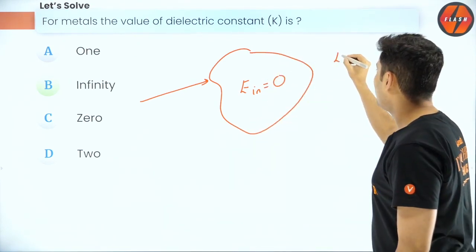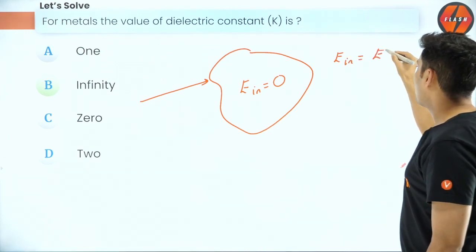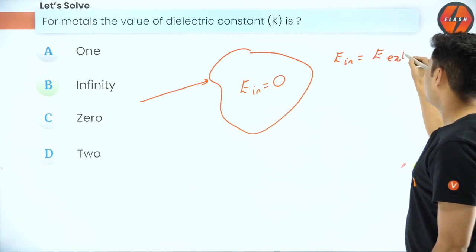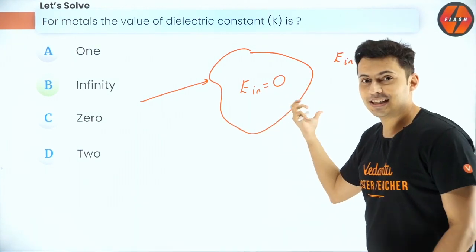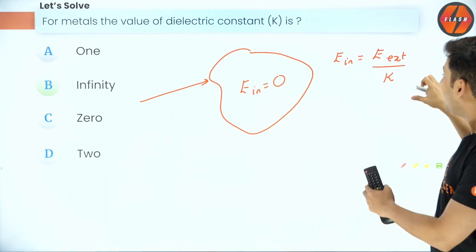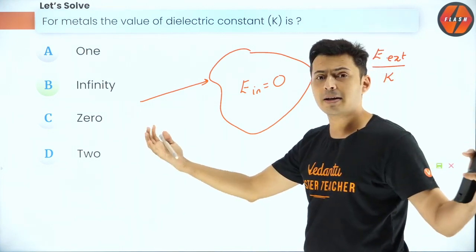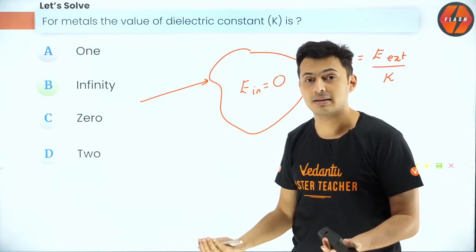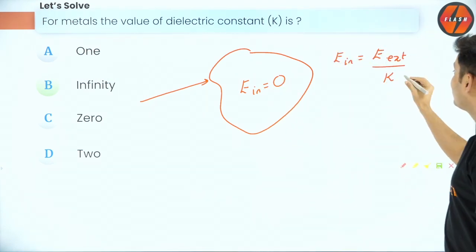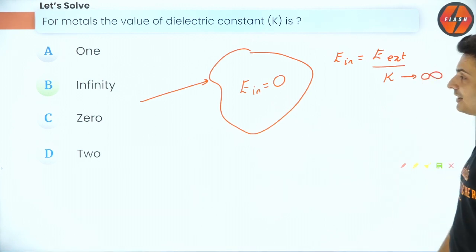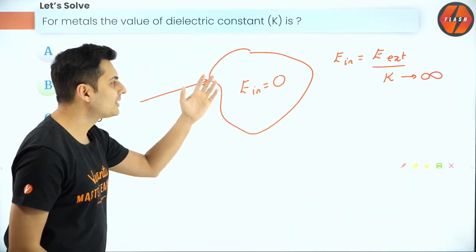In fact, there is a formula which says the electric field inside a material is given by the external electric field divided by K. So the dielectric constant basically is put in this formula and it reduces the field by 1 by K times. Understand that. So the higher the dielectric constant, the more the field inside reduces. So if the inside field is 0, what does it mean, guys? This K has to tend towards infinity. Only then is the field inside going to be 0. I hope this is very clear.